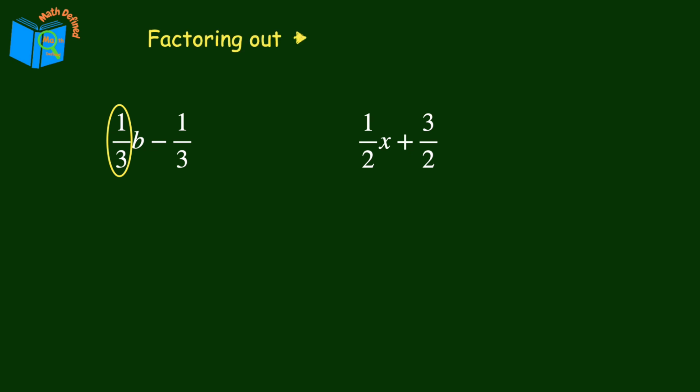Remember, factoring out is the same as dividing out. So when you are asked to factor out the coefficient, in essence, you are being asked to divide it out of the expression. We need to factor out the coefficient positive 1/3 by dividing it out from both terms. So we'll divide 1/3 b by 1/3 and negative 1/3 by 1/3.